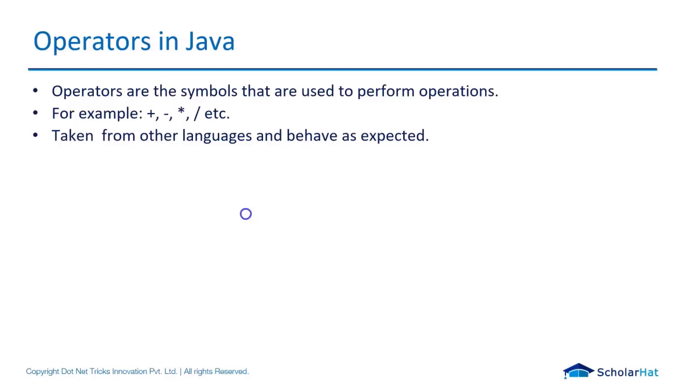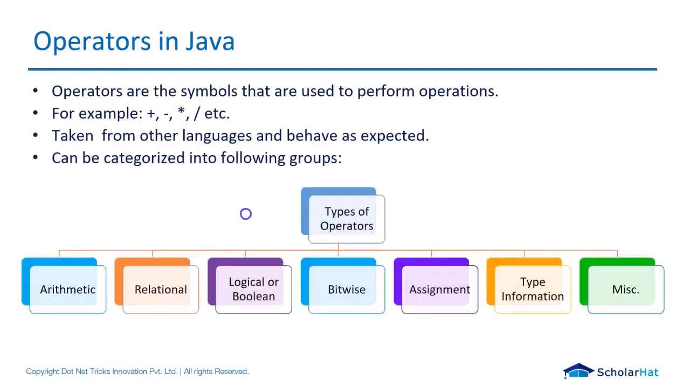It means that all the programming languages have different categories of operators, and there are some common operators like arithmetic, relational, logical, ternary and unary operators. They can be categorized in the following groups. As I discussed, we have arithmetic operators to do the calculations, relational operators to do the comparisons, logical and Boolean expressions, bitwise operators, assignment operators, type information or instance operators, and so on. We'll discuss more categories in this session.